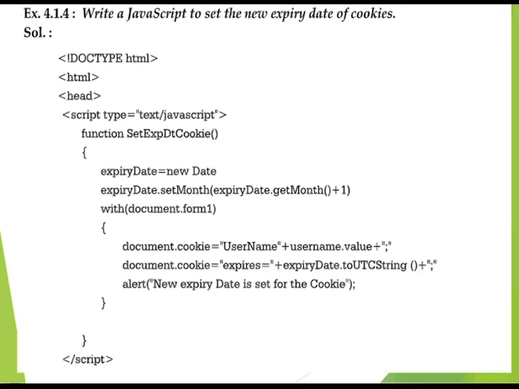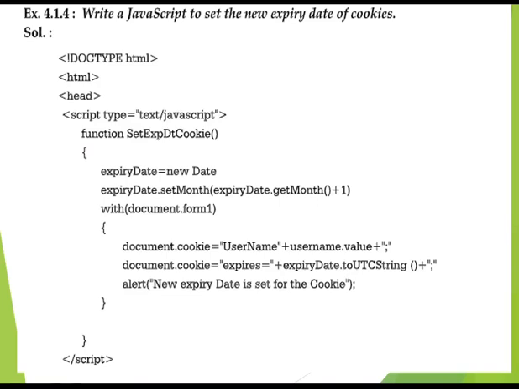So expiryDate is equal to new Date. Now here we are going to set the expiry date. expiryDate.setMonth will set the month for the date expiryDate. Then in brackets, expiryDate.getMonth will basically retrieve the current month from the system clock of your computer, and plus 1 means it will set the expiry date to the next month from the current month. For example, if the current month is September, then the expiry date is set to October.